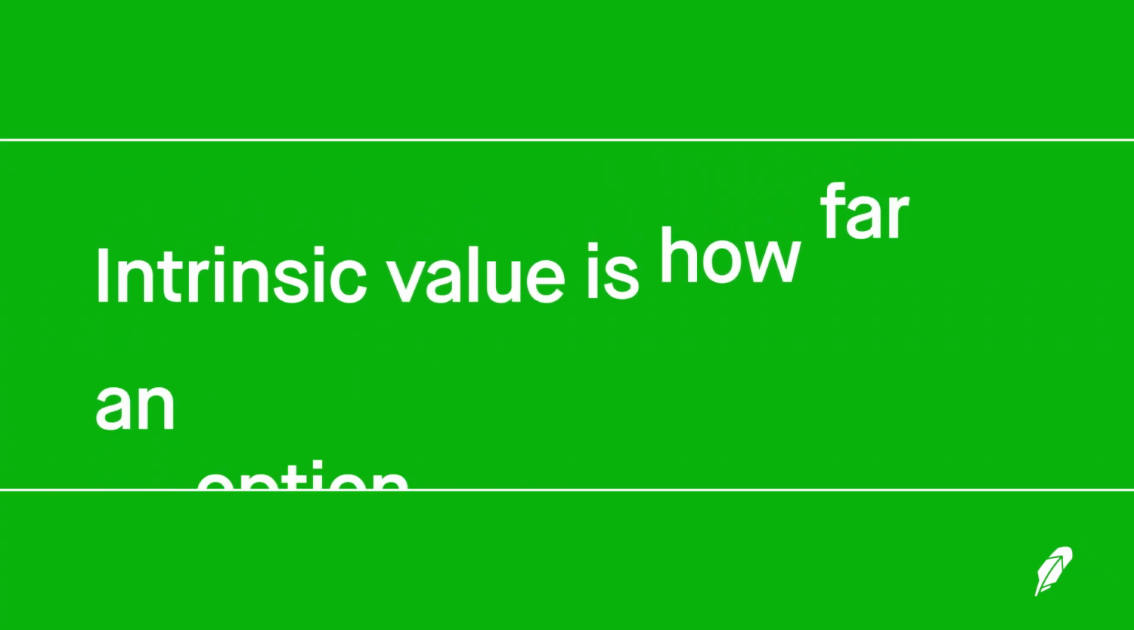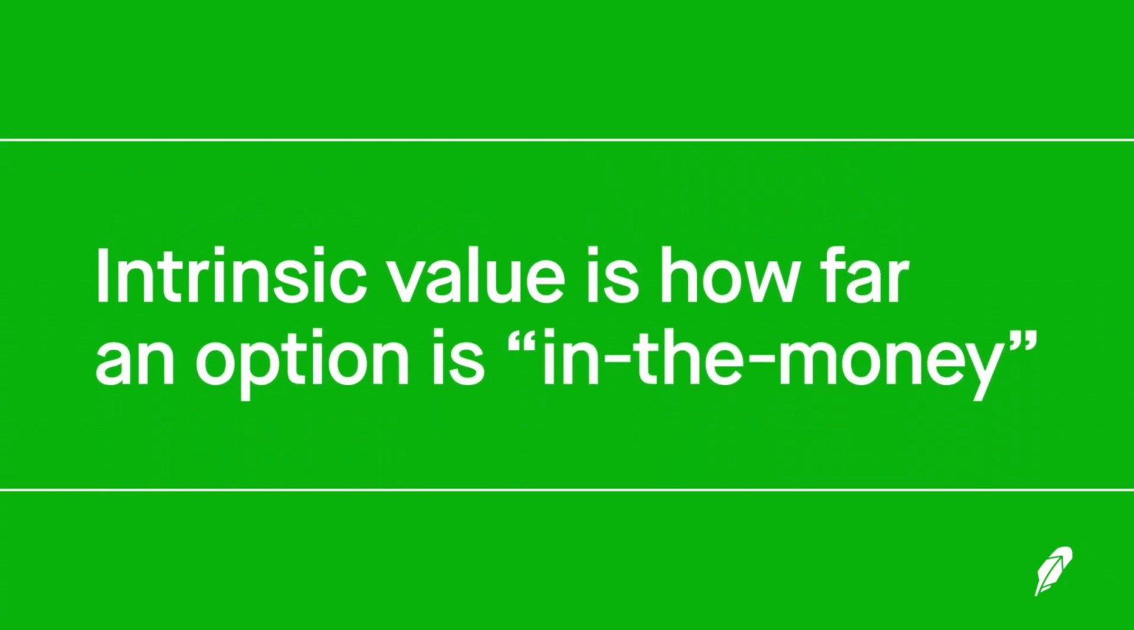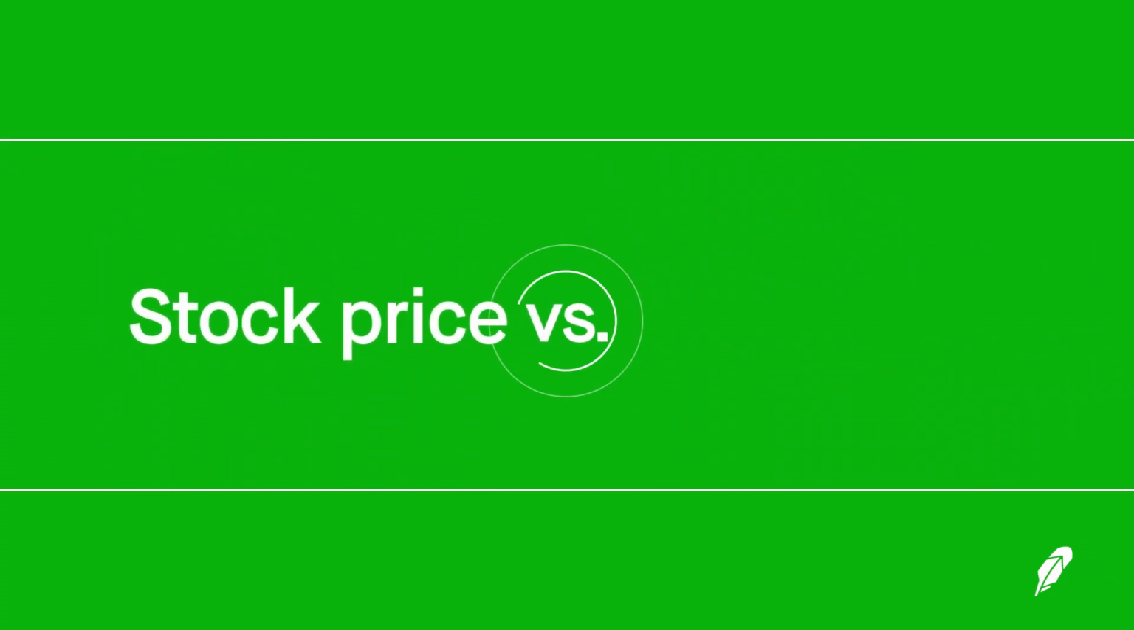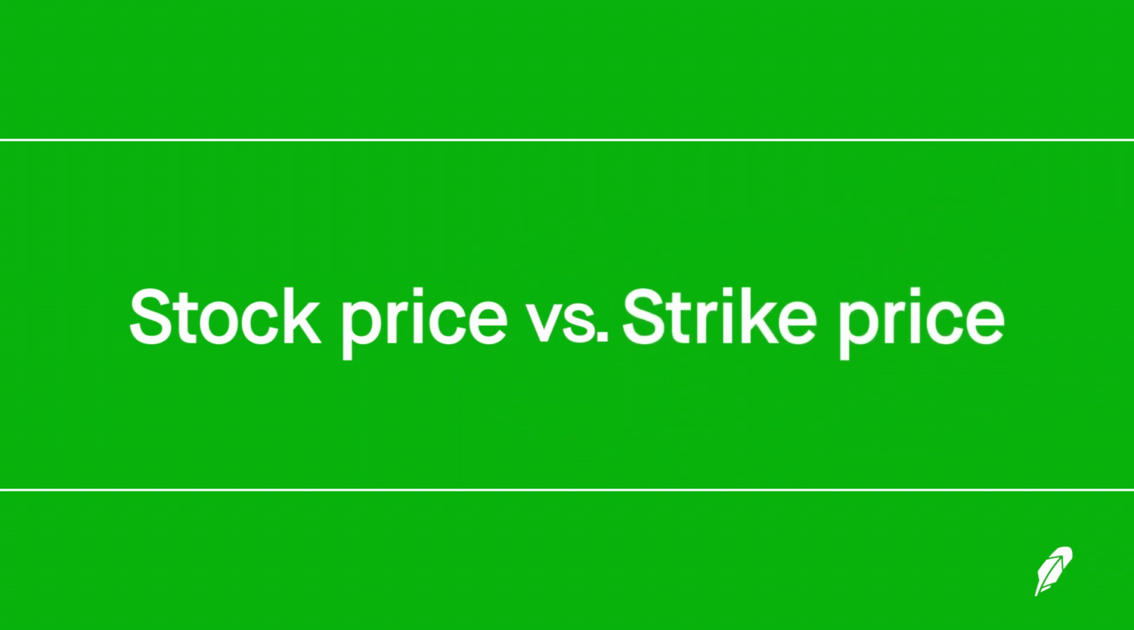The total value of an option can always be broken down into two parts: intrinsic and extrinsic value. Intrinsic value is how far an option is in the money. To calculate this, compare the price of the stock to the strike price, and some simple addition and subtraction will do the job. It's called intrinsic value because if you were to exercise the option, this is how much value would be built into the resulting stock position.